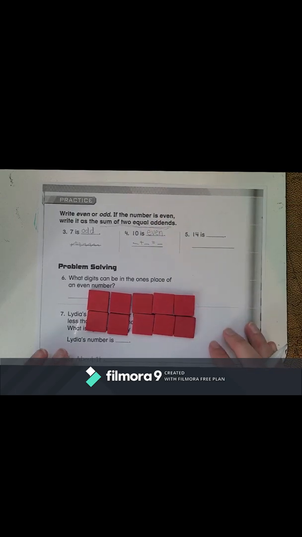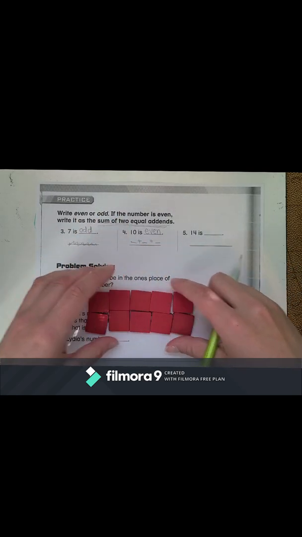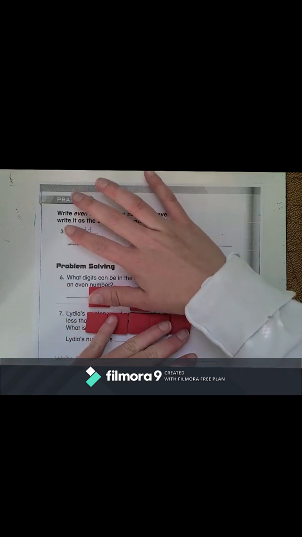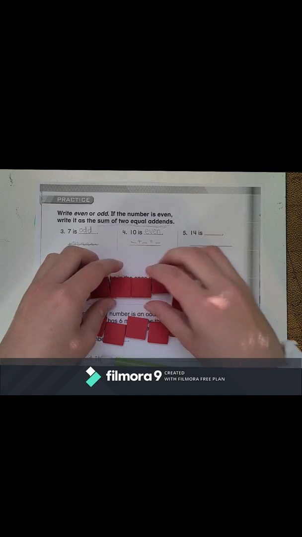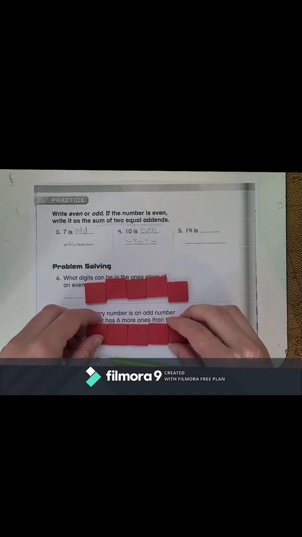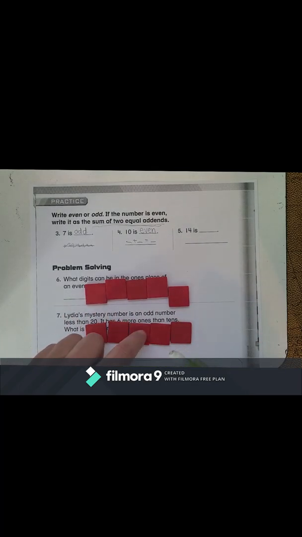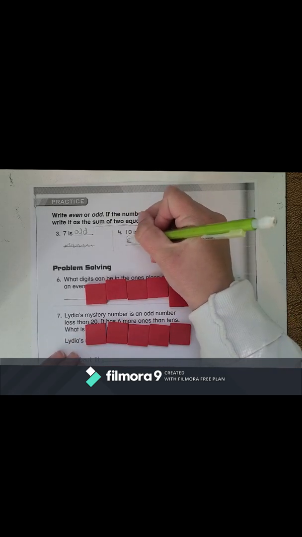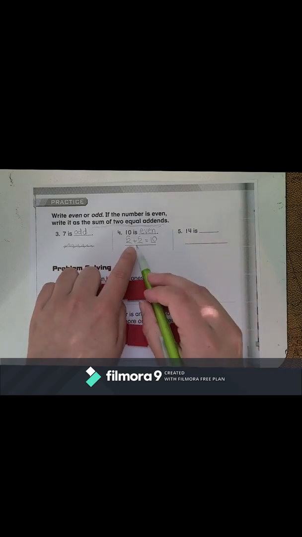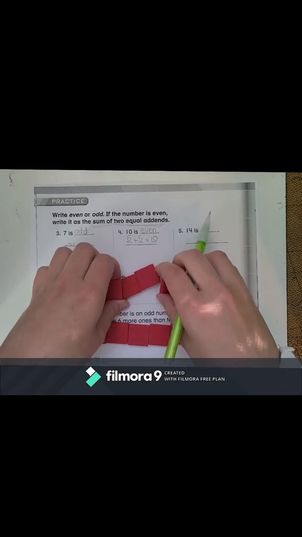All right, so what doubles fact is going to equal 10? Think about your doubles fact. If I want, I can go ahead and split these into 2 equal groups. If you're using a model, you can do that. All right, here are my 2 equal groups. I have 1, 2, 3, 4, 5 in this group, and 1, 2, 3, 4, 5 in this group. So my equation is going to look like 5 plus 5 equals 10. 5 and 5 are the same number. 2 equal addends. All right.